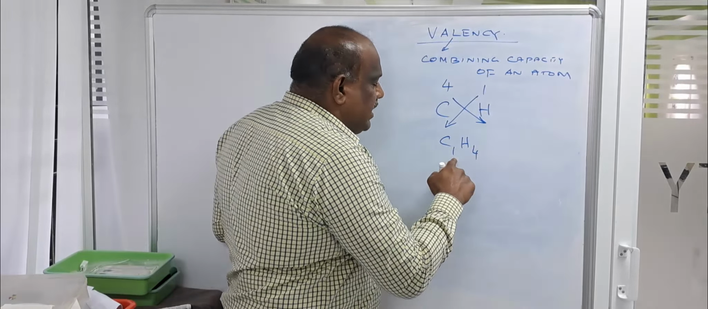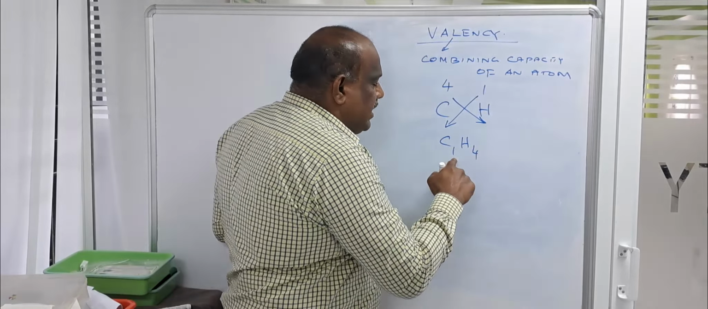Has it reached an octet? No. When can it reach an octet? If it can get 4 more electrons, it becomes stable. So the valence of carbon is 4. If I can accommodate 4 more electrons, it can become stable. So you can see, now this is only 4.